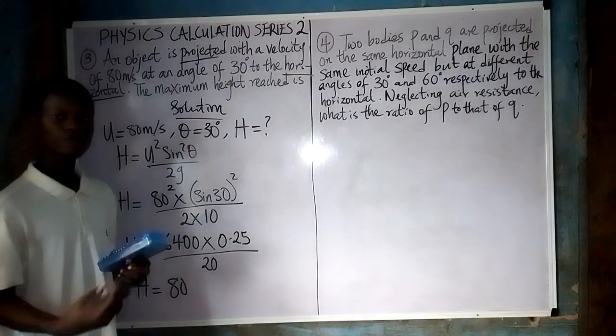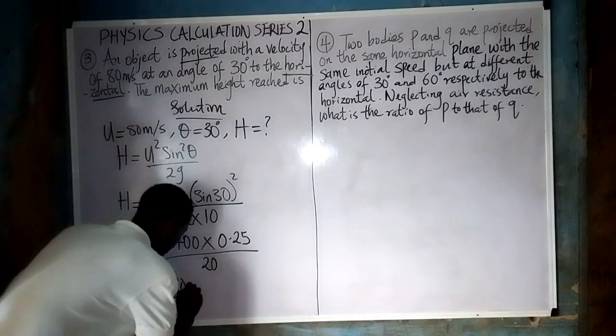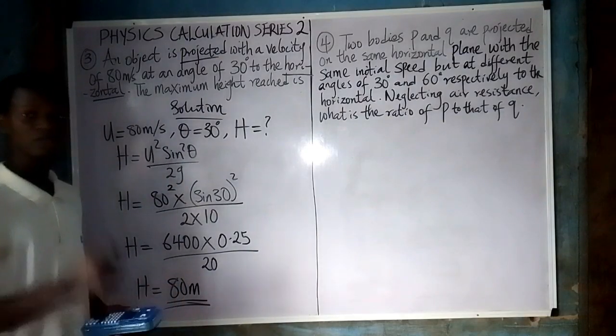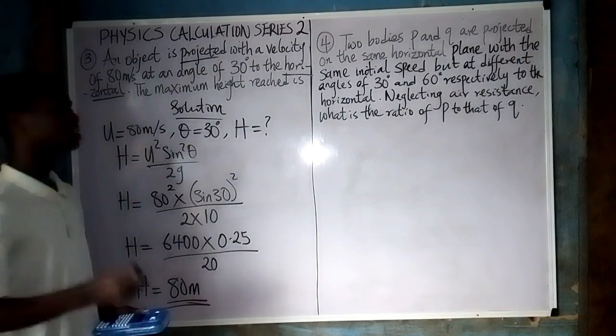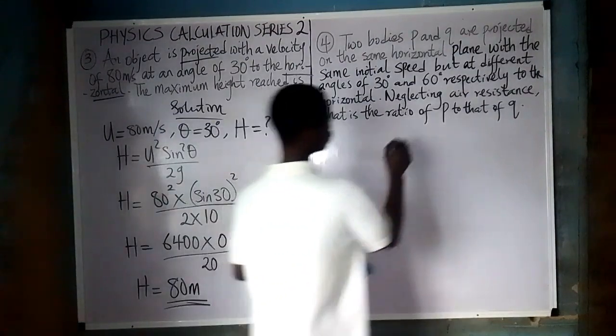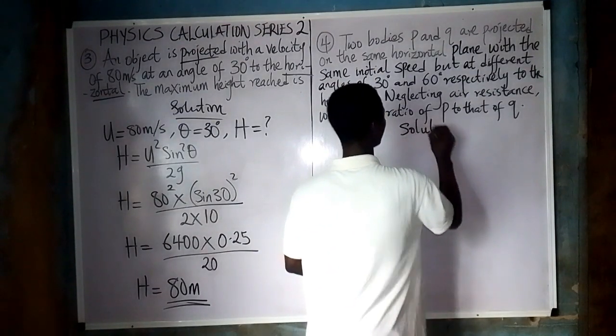What is the unit for maximum height? Height, basically, the unit is meter. So our answer is 80 meter. You are free to go through it and see how this question was solved. So straight to question 4. Solution. We'll be taking the solution immediately.